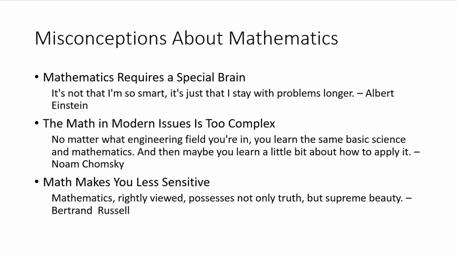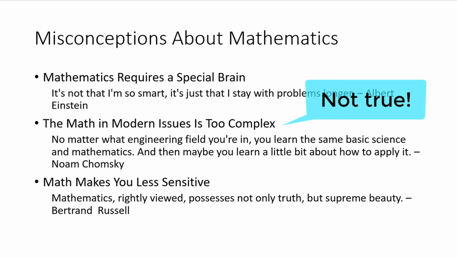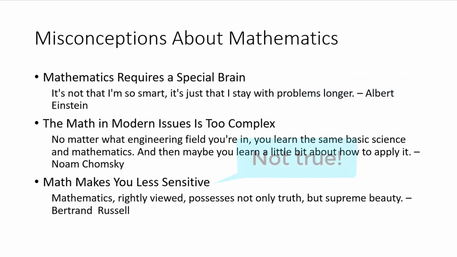The first one is mathematics requires a special brain. It's not that I'm so smart, it's just that I stay with problems longer. Albert Einstein. The math in modern issues is too complex. No matter what engineering field you're in, you learn the same basic science and mathematics, and then maybe you learn a little bit about how to apply it. Noam Chomsky. Math makes you less sensitive. Mathematics, rightly viewed, possesses not only truth but supreme beauty. Bertrand Russell.